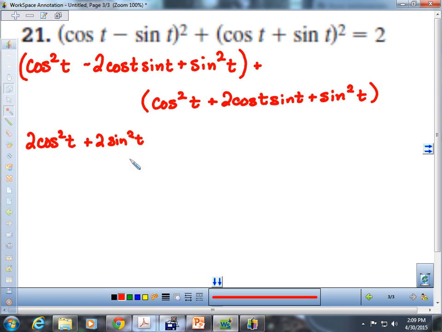2 terms, they share what? They share a 2. We're going to factor that 2 out, which leaves me with cosine squared t. And once I factor out that 2, I am left with the Pythagorean theorem, cosine squared plus sine squared is equal to 1. Important step to show right there, though. Okay. And now we've got the identity proven. Cosine t minus sine t squared plus cosine t plus sine t squared will always give us 2.